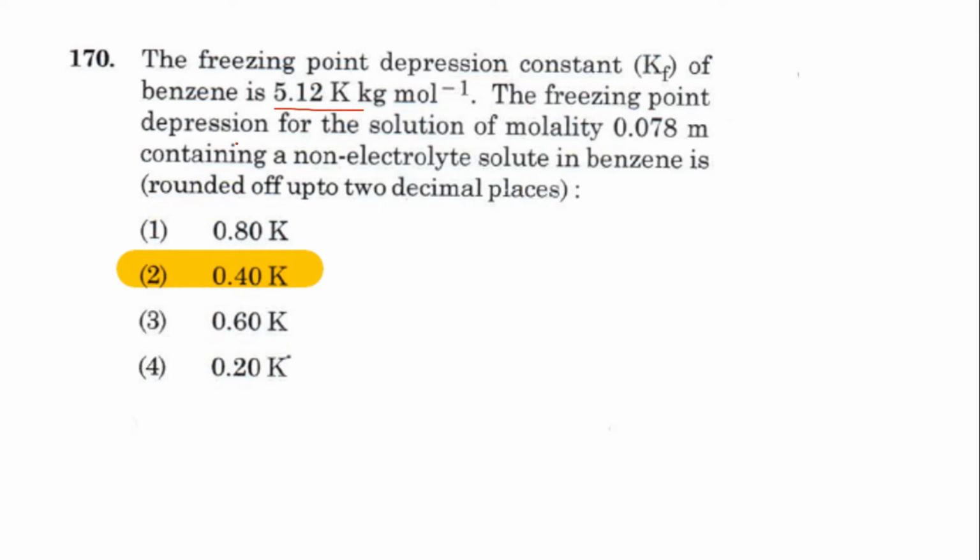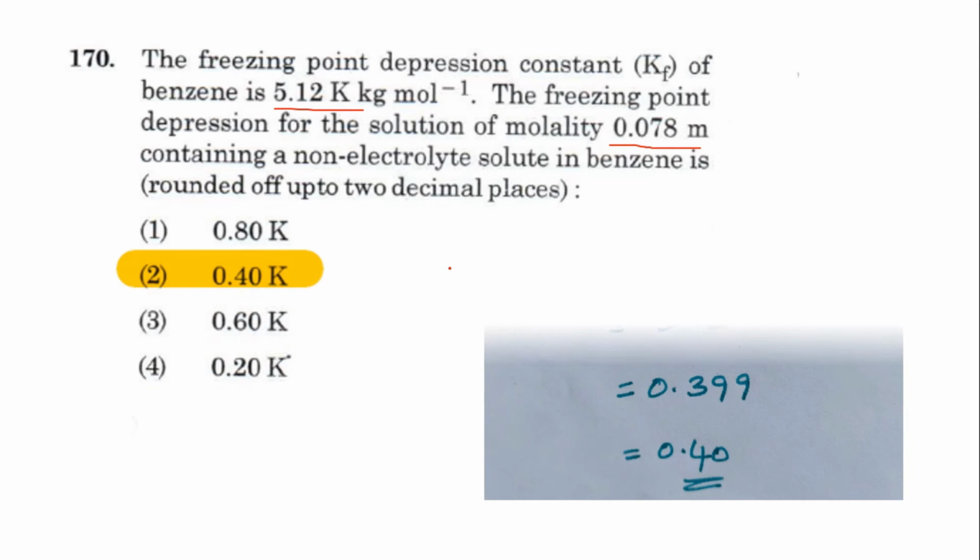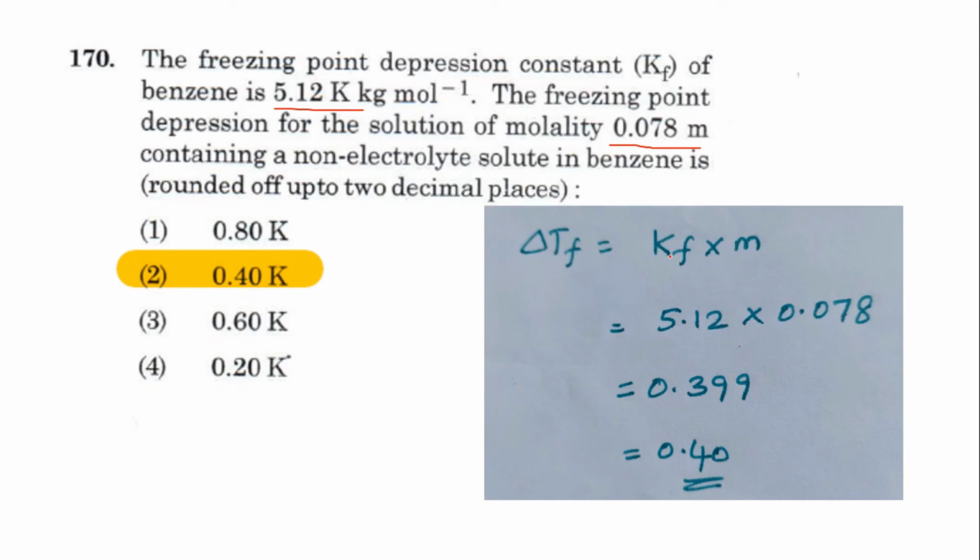The freezing point depression for the solution of molality 0.078 mole containing non-electrolyte solute in benzene is, so we will give a rounded off value. So delta Tf equals depression constant Kf into molality. So Kf value 5.12 and the molality value is 0.078. Just we will multiply it, we will get 0.399. So we will round it off to 0.4 Kelvin. So second option is correct.